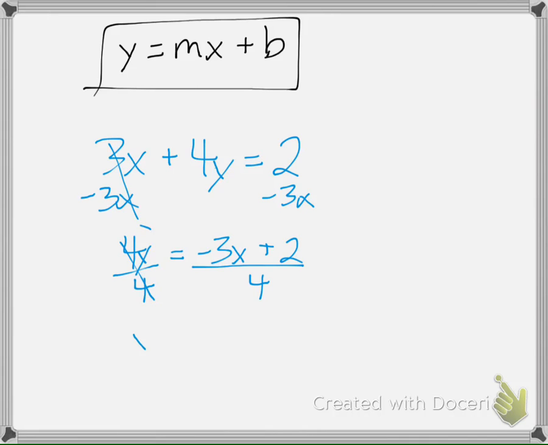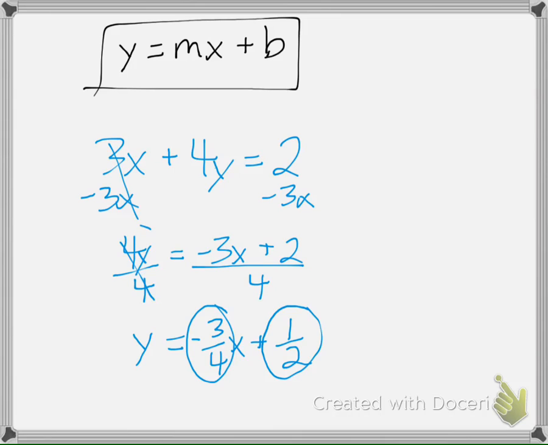So on the left-hand side, I get y, and on the right-hand side, I get negative 3/4 x plus 2/4, or 1/2 if you reduce it. Is that in y equals mx plus b form? Yeah. We have a y-intercept of 1/2, and we have a slope of negative 3/4. This is in our slope-intercept form. So this one we can say is linear. We don't have to worry about graphing it. All we have to do is figure out whether or not it's linear.